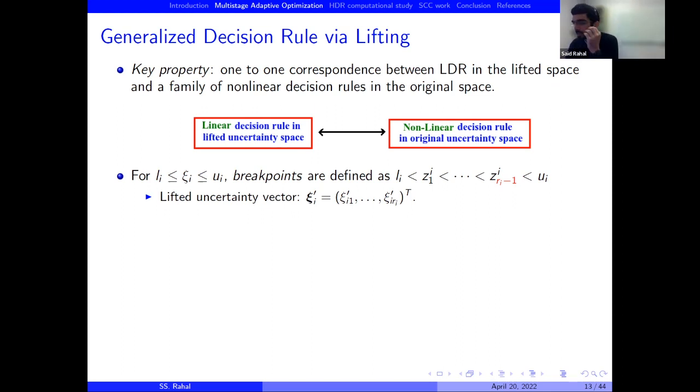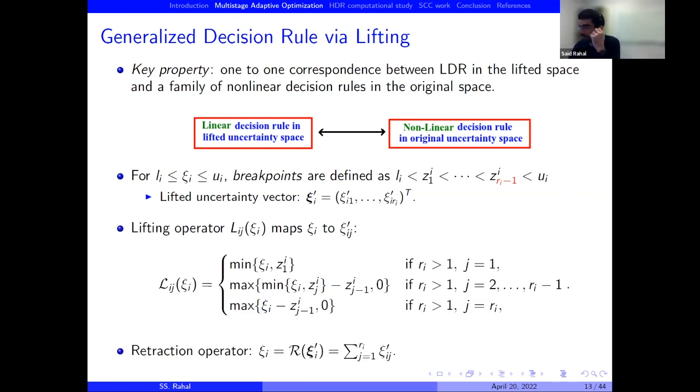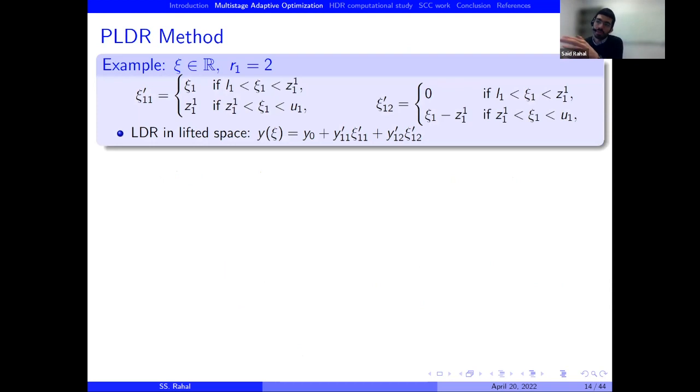And the lifting operator was defined by Georgio using breakpoints. Breakpoints are the points where the change of slope occurs, and the lifting operator consists of a min-max operator and these breakpoints, and the retraction operator is just the summation. As an example, assume your uncertainty is a scalar and you have one breakpoint, or two linear segments, R1 equal to 2. So your lifted space is now R2.